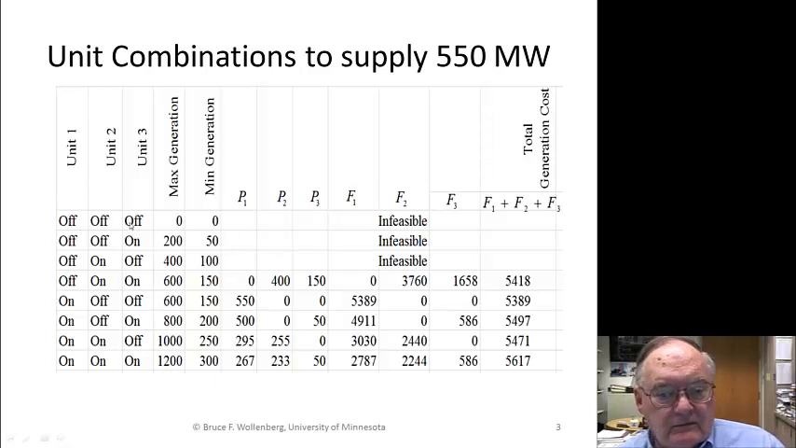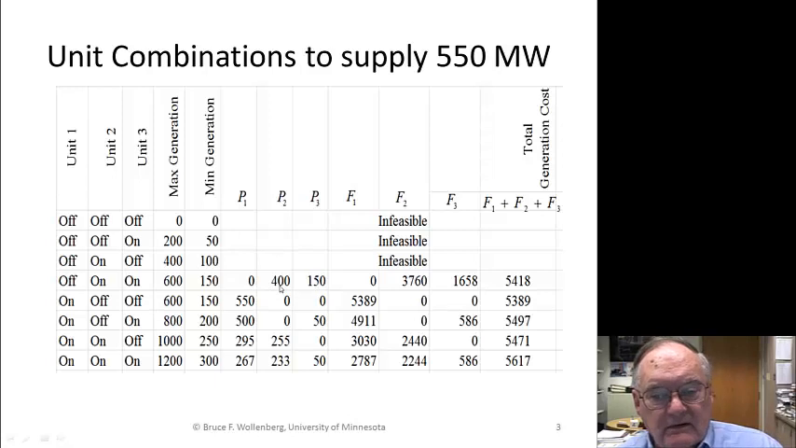Well, the first 3 states don't get up to 550 megawatts, so they're infeasible. I can't use any of those combinations. I have to have a different set. I've got to have at least this combination, which is 600. Now, if it's going to supply 550, then I have to dispatch it. And you notice that I'm only going to dispatch units 2 and 3. They're the only ones on. Unit 1 is off, so we put a 0 there.